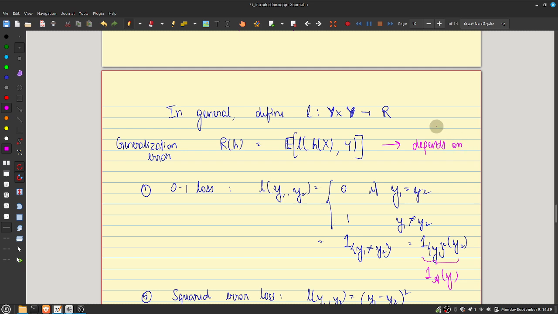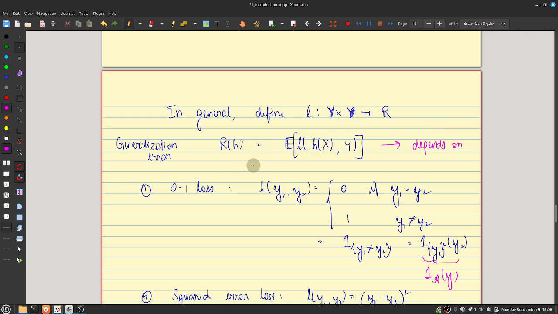If H is fixed, then there's no more randomness left. But again, we are performing this expectation. The expectation is with respect to only a new x comma y. But that new x comma y is random. X comma y is random, yes. That's why I'm taking the expectation, right?